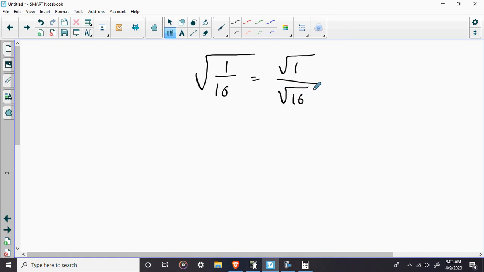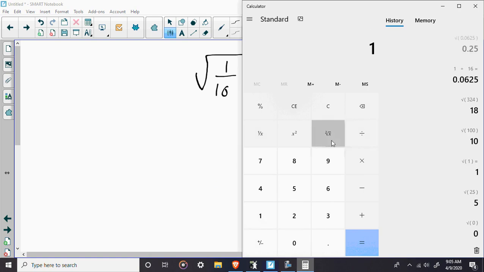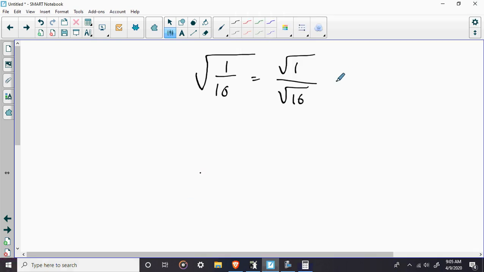Now, those you can do on your calculator. I can say, hey, what's the square root of 1? It is 1. Okay, and the square root of 16. So it was 1 and 4. So that's 1 over 4. Okay?